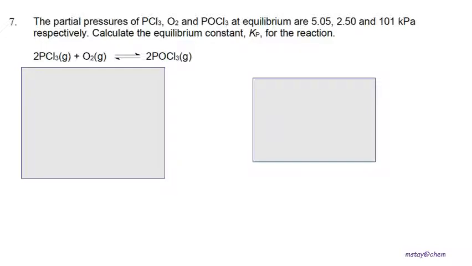Question 7. The partial pressures for PCl3, Cl2, and POCl3 at equilibrium are 5.05, 2.5, and 101 kilopascal respectively. Calculate the equilibrium constant Kp for the reaction. So again, all the pressures given here refer to the reactants and product at equilibrium. And P stands for pressure.